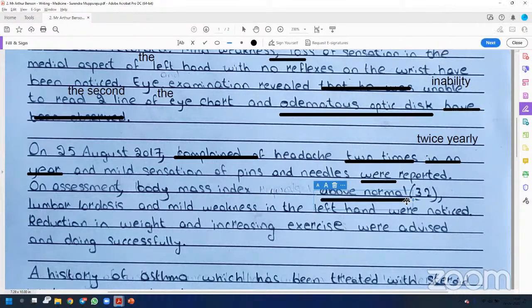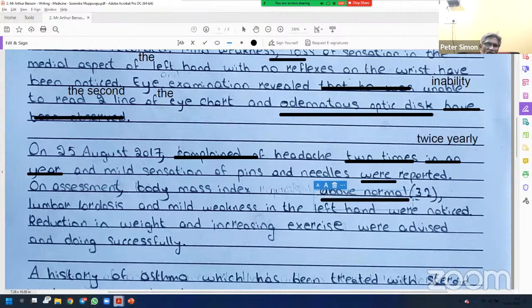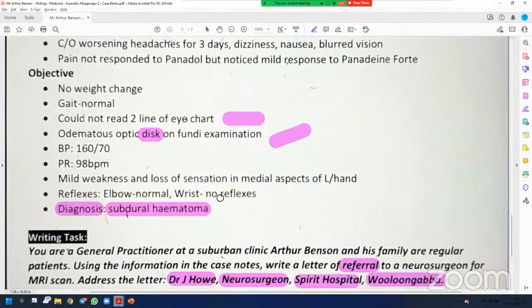Fine. Reduction in weight and increasing exercise. Weight reduction. Why do you want to say reduction in weight? Weight reduction. And exercise, increasing exercise. No, does not match there. Enhancement in exercises.